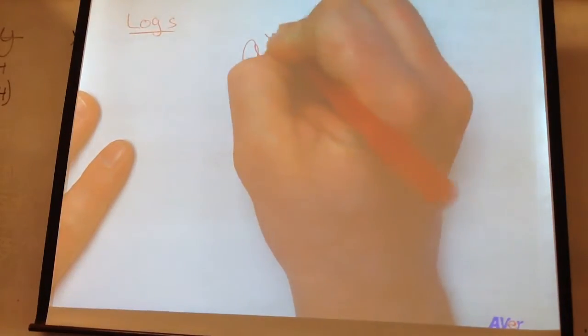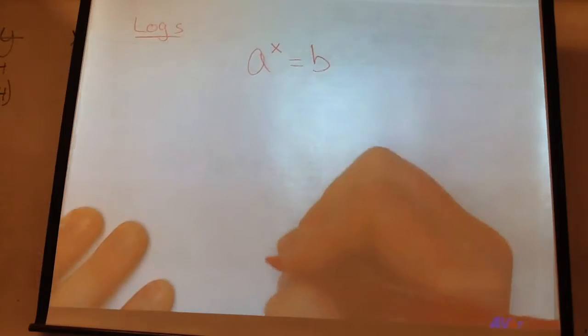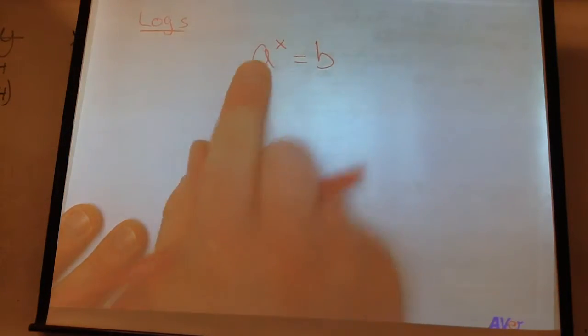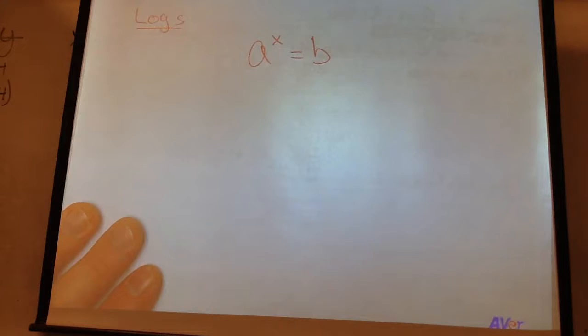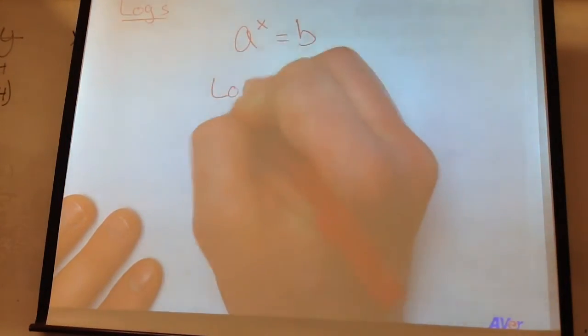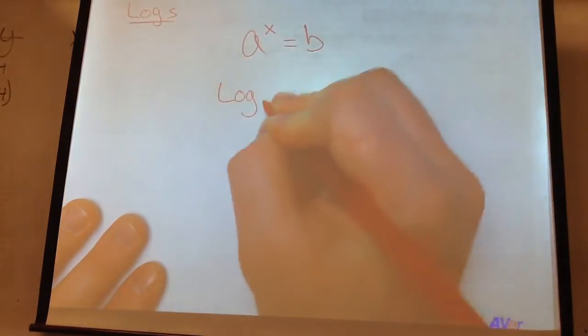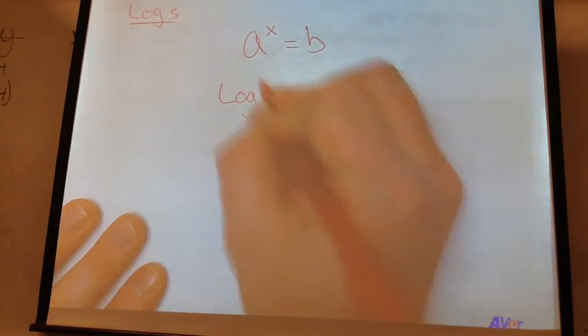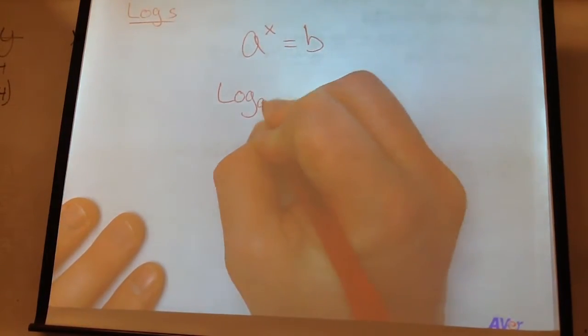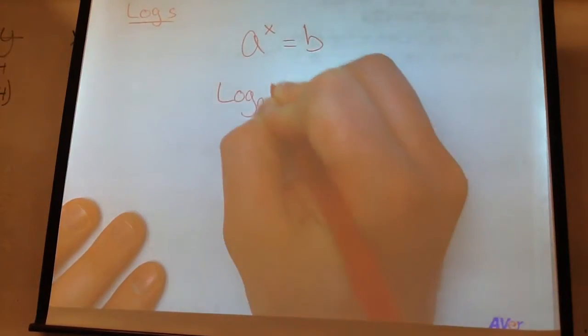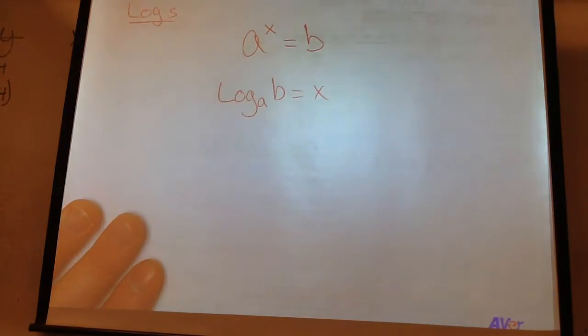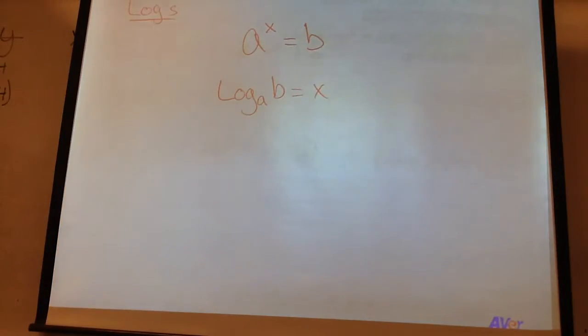If you have a number to a power equals another number, it is possible to solve this equation for x. You use a log. So it's this number to this power equals this thing. So it's log. a to the power of x equals b. These are inverses of each other. So then what's the log of A?